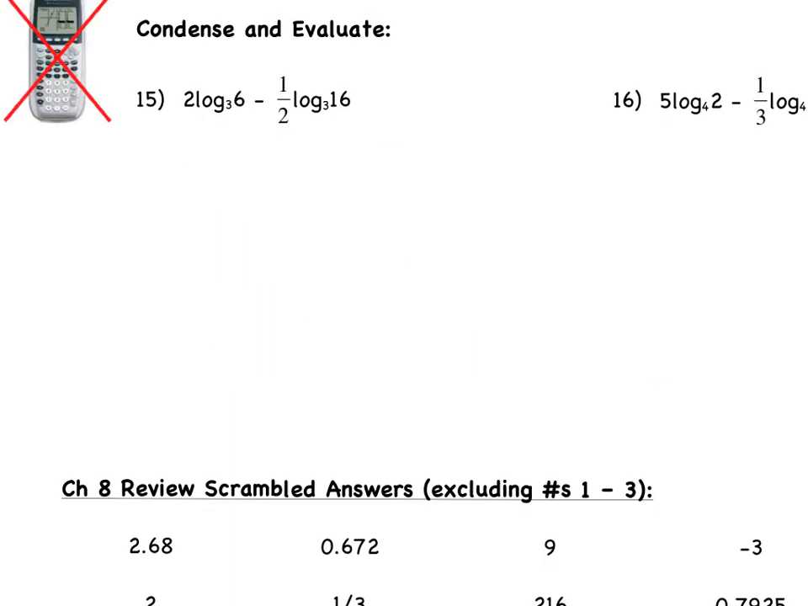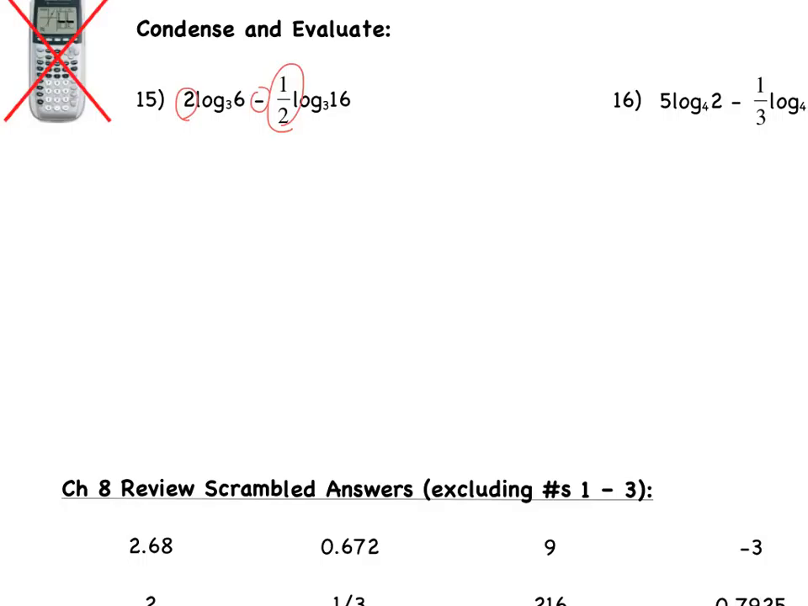For problem number 15, the directions say condense and evaluate. So that gives us a clue that we have 2 things to do. We have to condense, so we have to put these 2 logs into 1, and then we also have to evaluate. So we notice that in order to put these 2 logs together, we have a 2 to deal with, a 1/2 to deal with, and a negative.